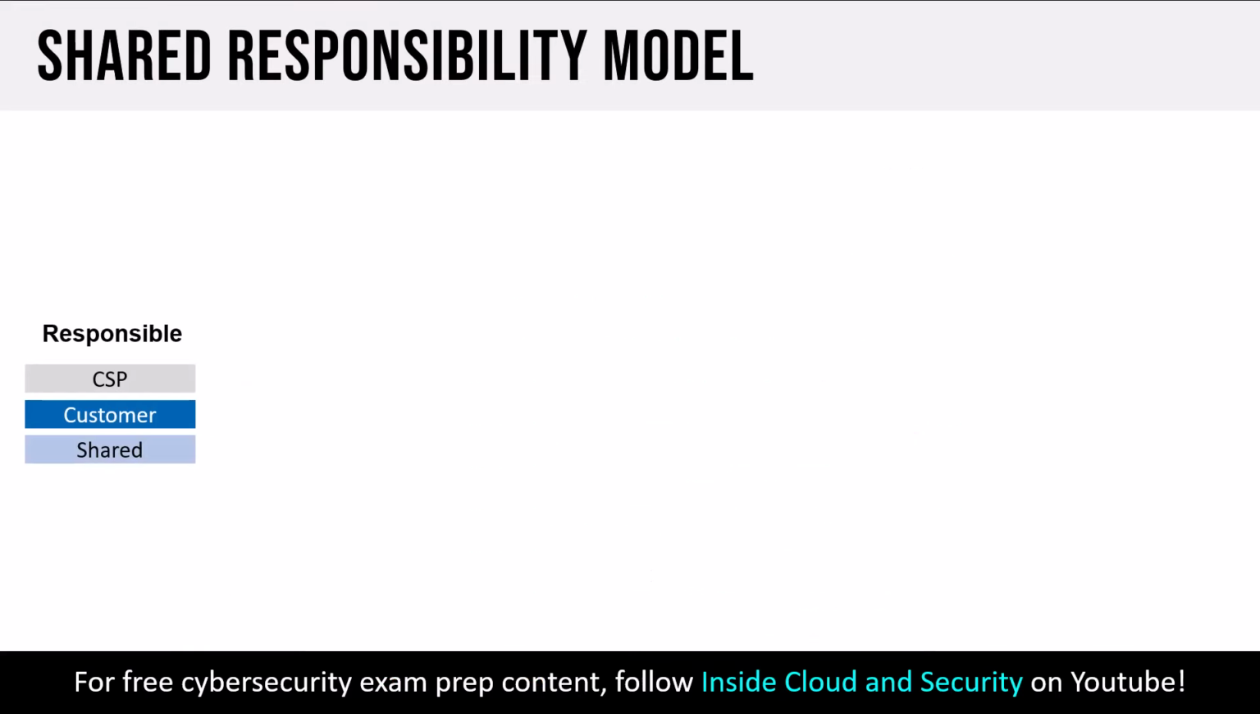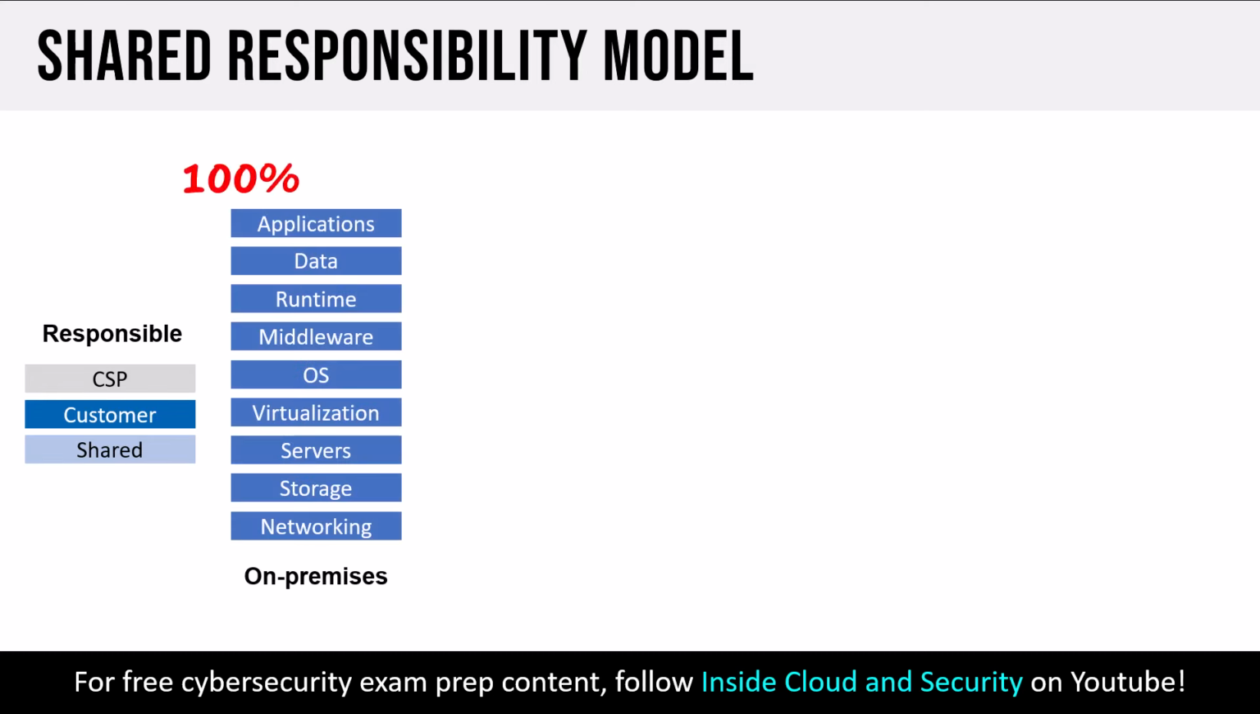And in terms of responsibility, we'll show the CSP in gray, the customer in blue, and shared in light blue. On premises is quite simple. Responsibility is 100% the customer. You own it. This is also where private cloud lives.